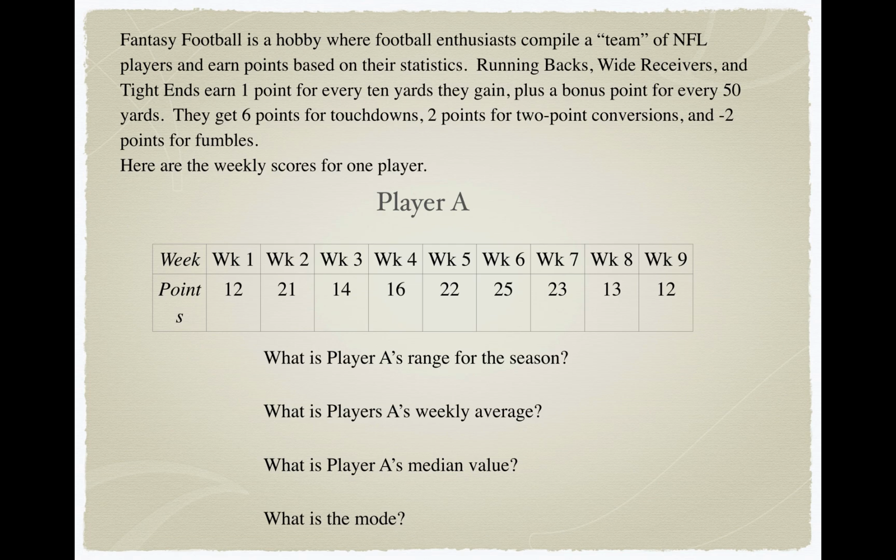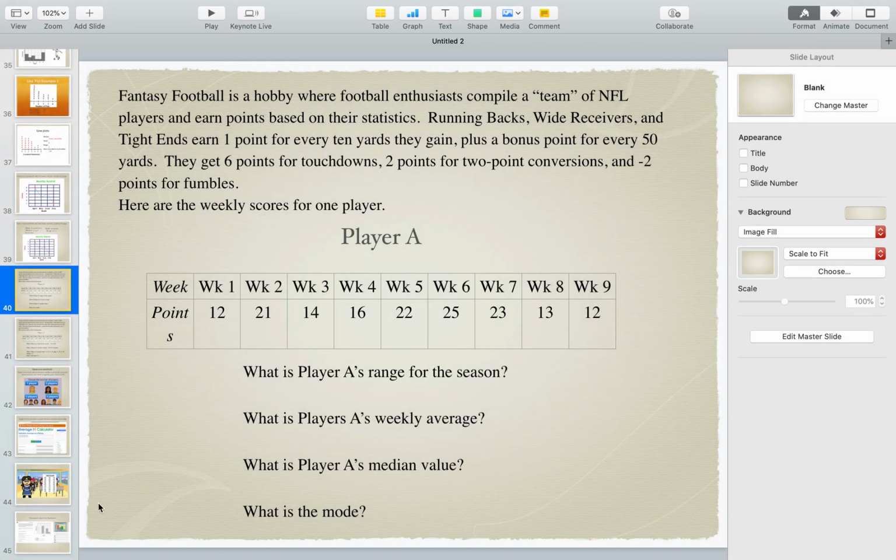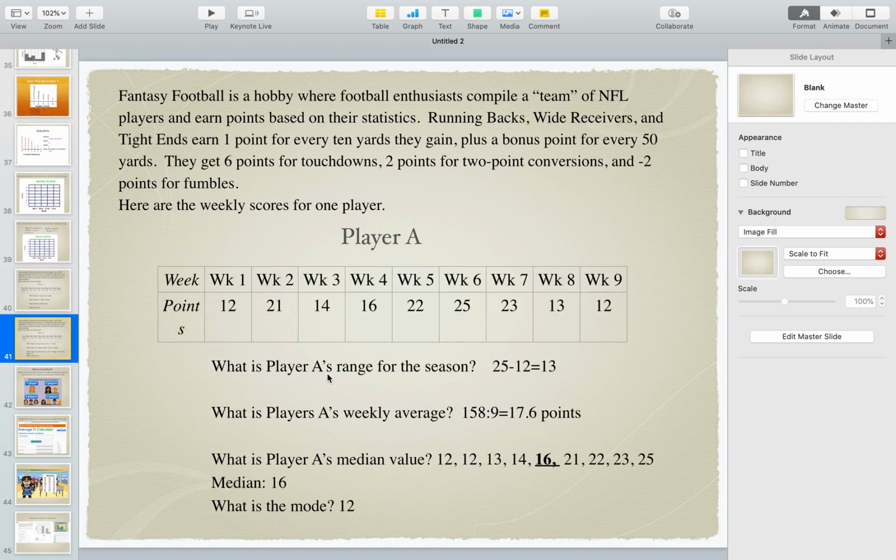Okay. Now, what we need to do is calculate. I'm going to get out of this so I can use the pointer. What is player A's range for the season? Average, median, and mode. Now, you can open your notebook and try this, but I'm going to describe to you how this works, because you will have one of these for homework. So the range is, we look at the weekly point score, and we find the biggest number. So week 6, this player scored 25, and then week 9, he scored 12. So 25 minus 12 is 13.